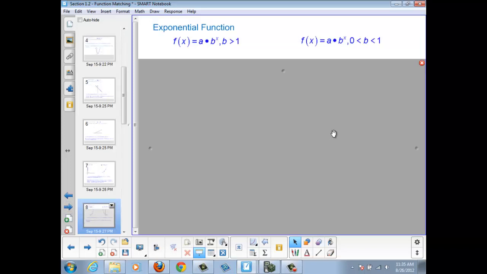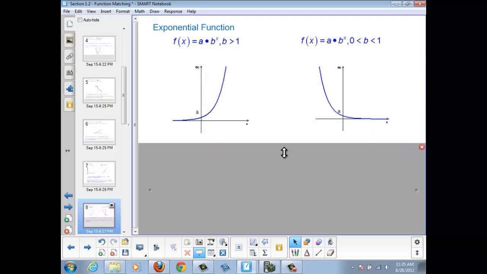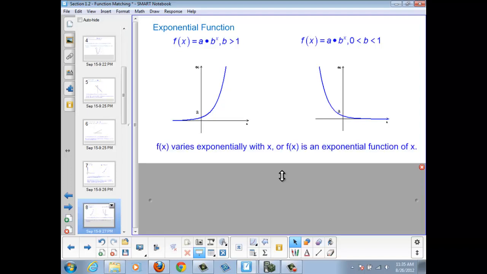Now we can look at the exponential function, ab to the x, where x is in the exponent. That's how we know it's an exponential function. Here we again have two different cases generating two different types of graphs. If the b value is greater than 1, and if the b value is between 0 and 1. If the b value is greater than 1, then we see what's known as exponential growth. If it's less than 1 but greater than 0, we see exponential decay. And we would say f of x varies exponentially with x, or f of x is an exponential function of x in either case.